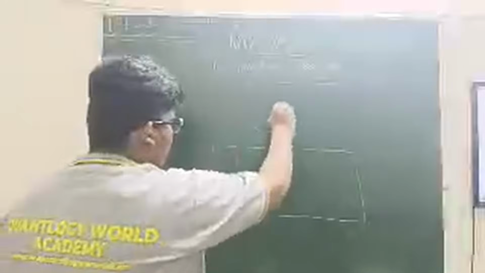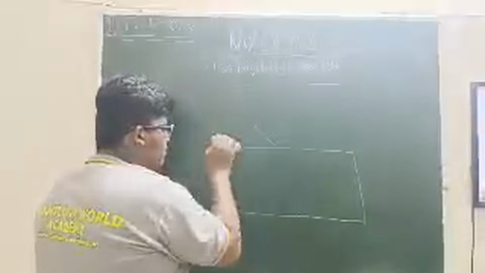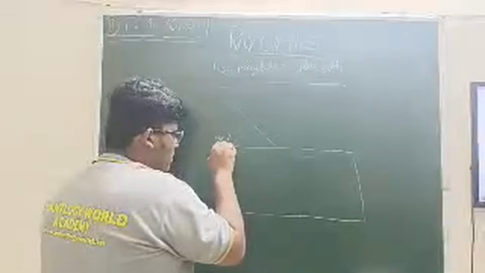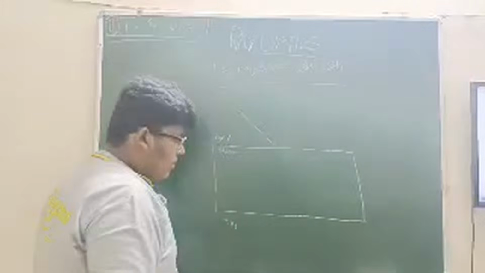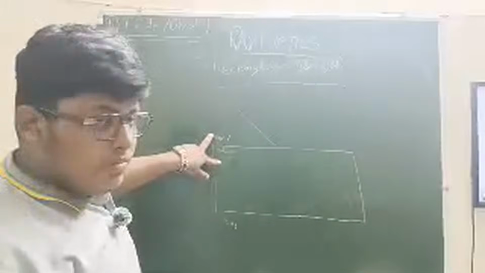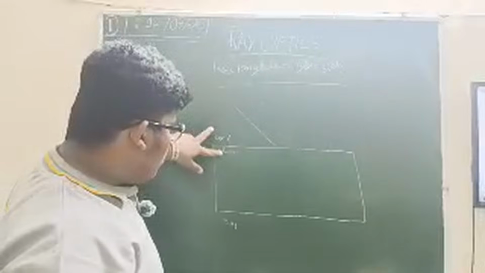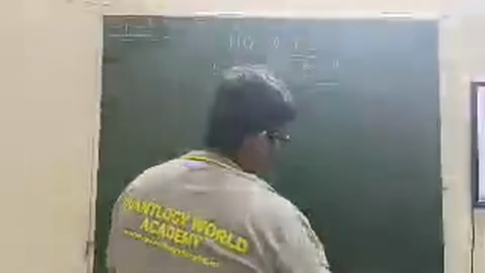Let's say this is the incident ray, this is the rectangular glass slab, and this is the air medium. This is the glass medium, and this is again the air medium. Means we'll see two times refraction will occur: the first time from air to glass, the second time from glass to air. Another thing, there is a cause of refraction. First we'll read that thing, then we'll proceed to the rectangular glass slab.